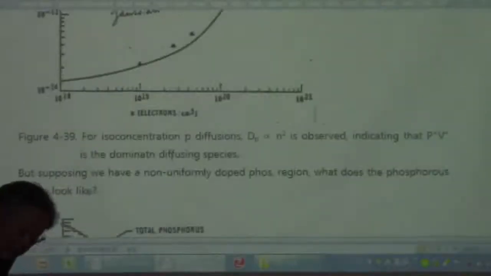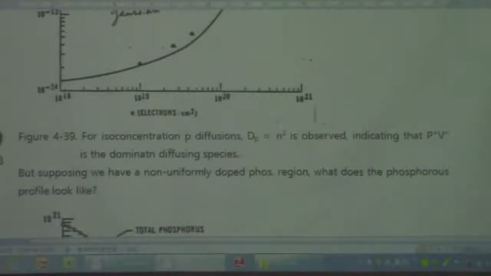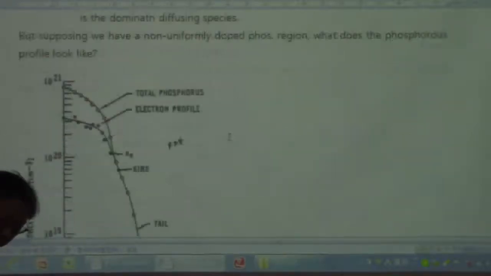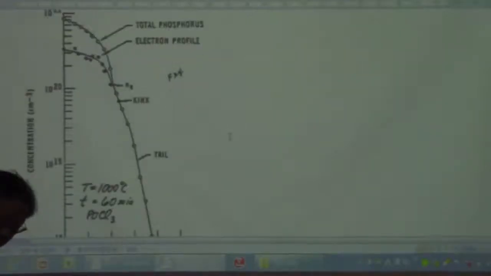And this is diffusion. We have the diffusion coefficient proportional to n squared, as supported by the equations that we have developed, and then this is the experimental data.